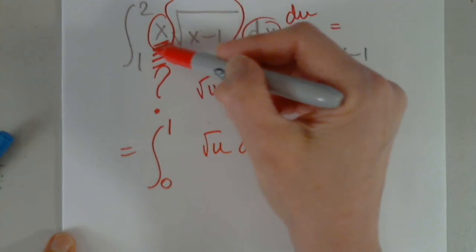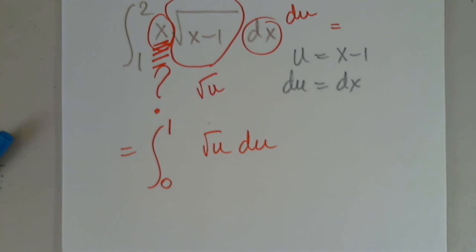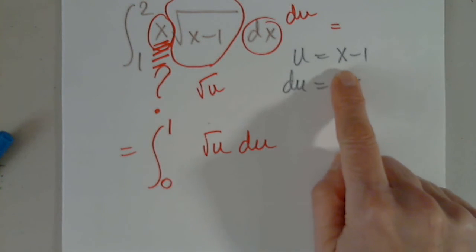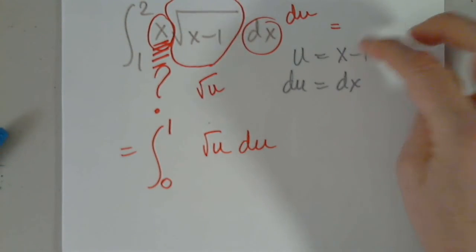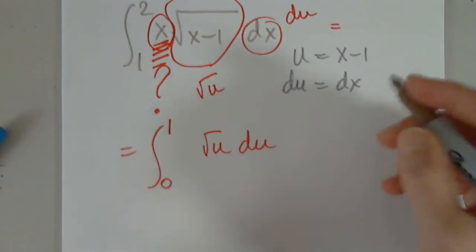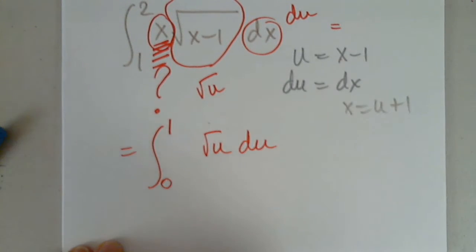But what do I do with this? I cannot leave it behind. I cannot forget about it. I have to replace it. Is there anything I can do to replace that x? In terms of u, of course. Any suggestions? Can you change it to u plus 1? Exactly, I have to. I will solve this equation for x. So x is u plus 1, of course.